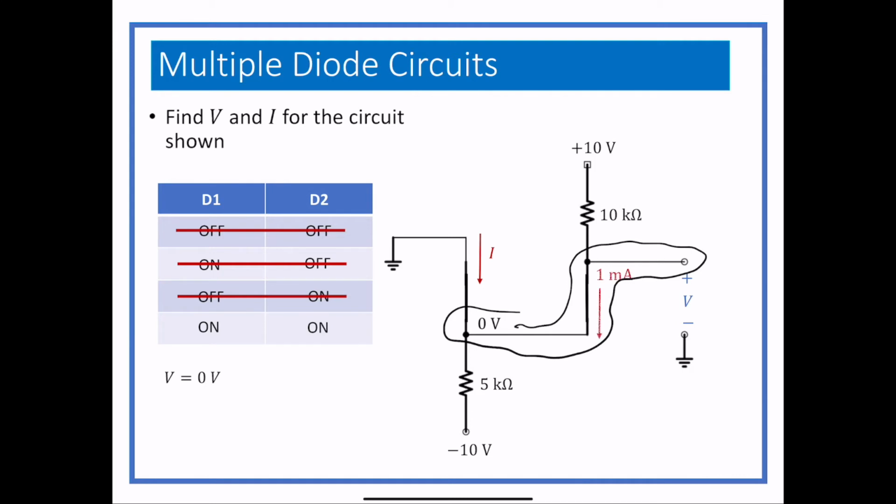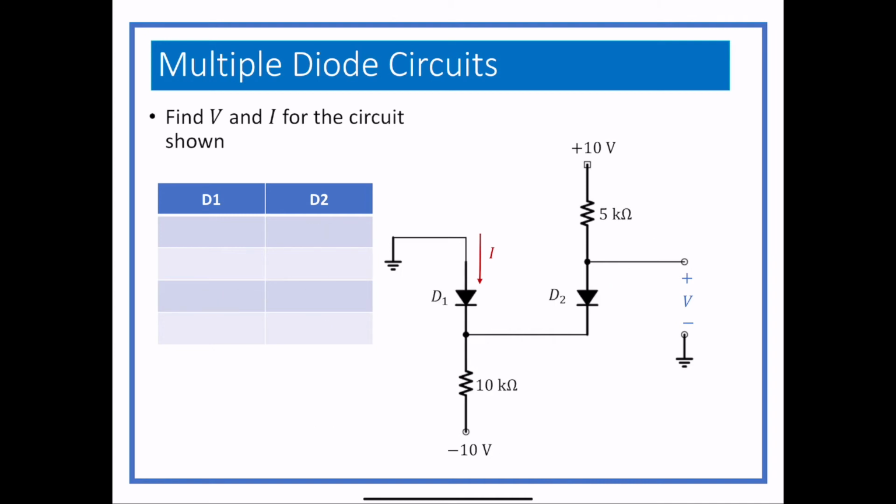By looking at the current, we know that 10 volts divided by 10 kiloohms is 1 milliamp, and there's nothing going off to that wire. So we got 1 milliamp going that way. And then 0 minus 10 over 5 gives us 2 milliamps. So we end up with a current for I of 1 milliamp. So we got a reasonable solution. It worked. And that's it.